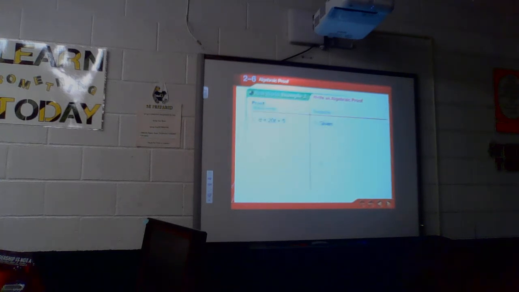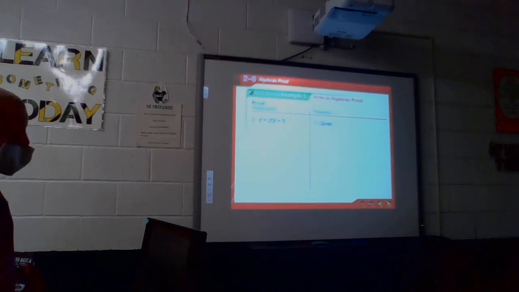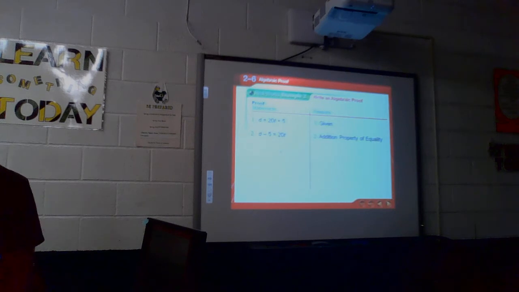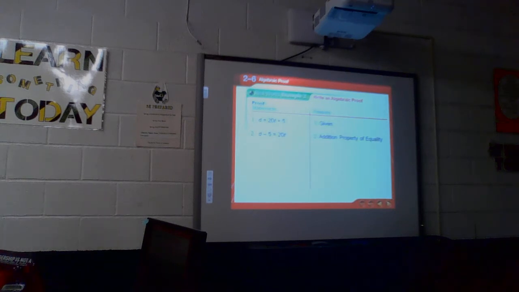So, what would I do? What's the first step in solving for t? Subtract 5 from both sides. And why can I do that? Because you subtract it, right? So, d minus 5, they call it the addition property of equality. If you use subtraction, I'm totally game with subtraction. What's my next step? Divide by 20, right? So that's the division property.